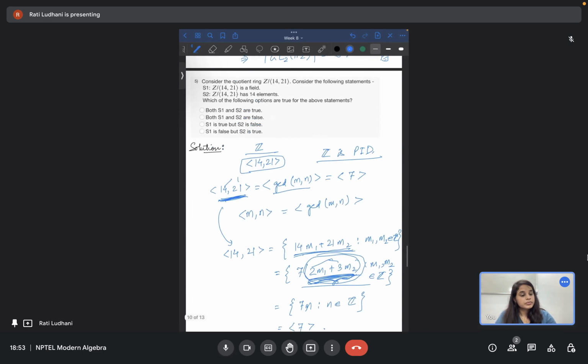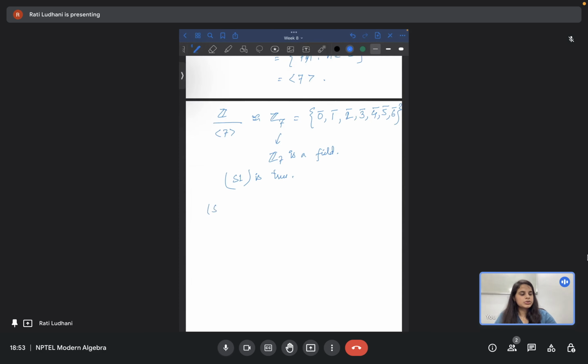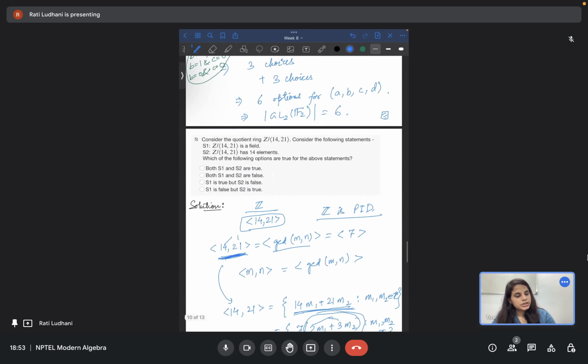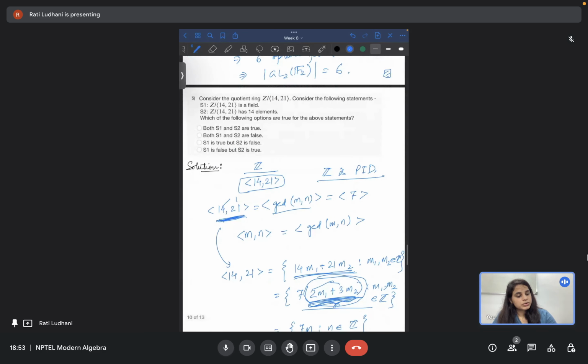What about S2? Z mod (14, 21) is claimed to have 14 elements. So definitely this is not true. This is false, because Z7, which is isomorphic to Z mod (14, 21), has 7 elements. Cool. Okay, so this is false. So which option is correct? S1 is true, but S2 is false. So option C is correct. Very good.